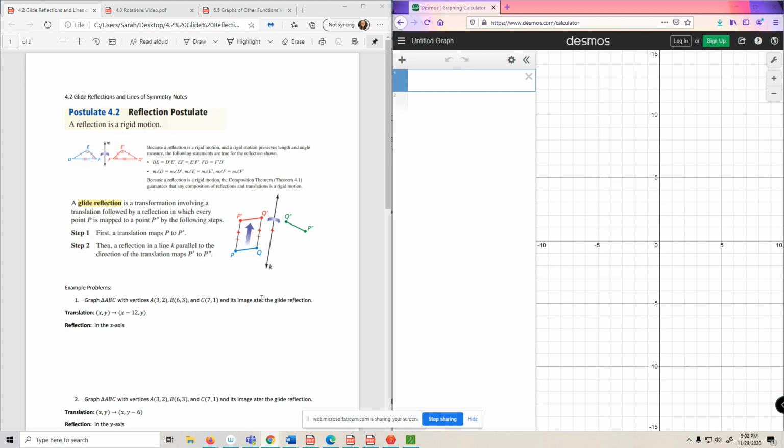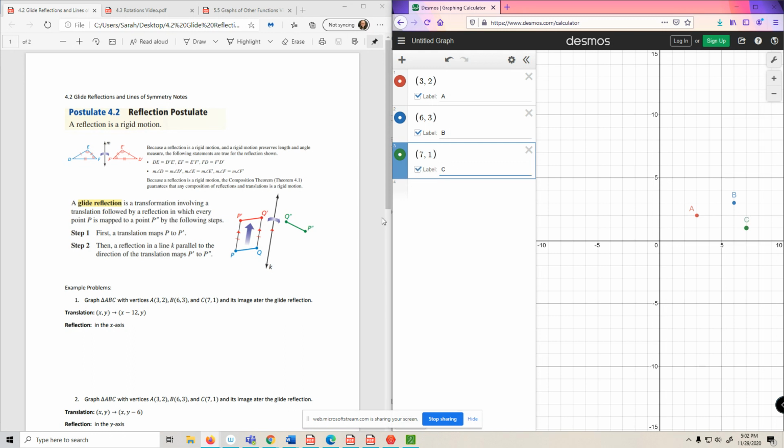This should say after here, not before, so sorry about the typo there. They would like us to graph triangle ABC with these vertices, so let's go ahead and do that in Desmos. The usual, type in the coordinates exactly the way you see them and label them so you know what you're looking at. We've done this lots of times before. And make sure you don't make any typos like Mrs. Avers just did. So there is my pre-image triangle ABC.